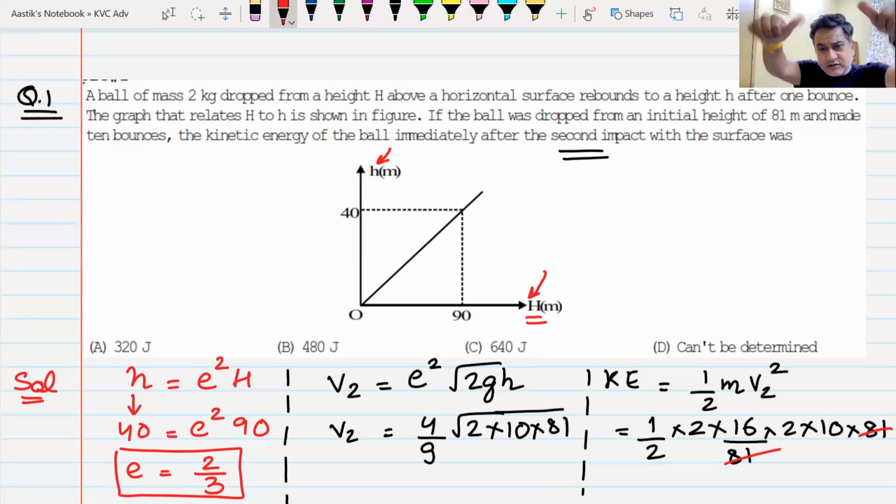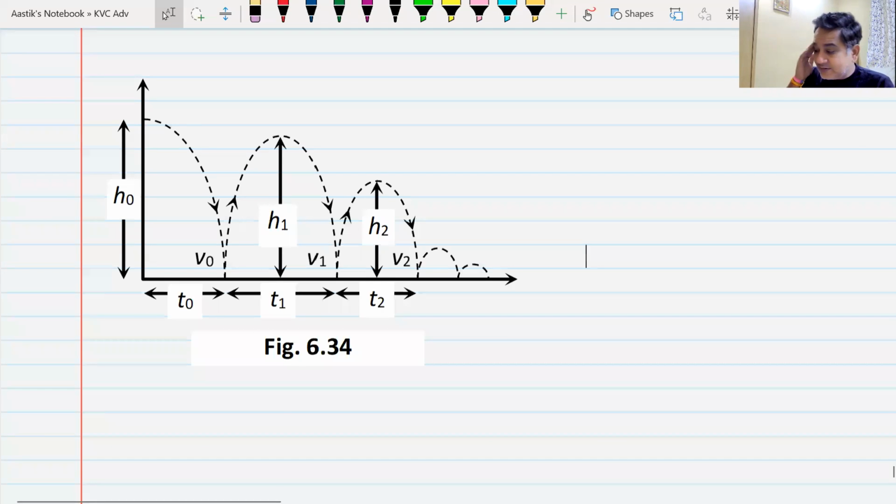Did we understand this? Have you noted it down? If you noted it down, then I will give you this small diagram, and this is a small note.